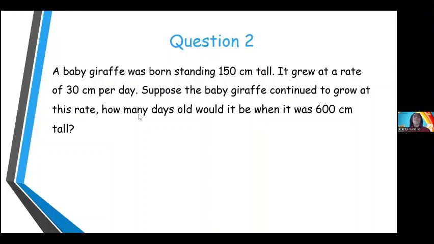So here is another problem for us. A baby giraffe was born standing 150 centimeters tall. It grew at a rate of 30 centimeters per day. Suppose the baby giraffe continued to grow at this rate. How many days old would it be when it was 600 centimeters tall? And as I would ask you, look at the information that is given. So I want you to tell me, what is the information given in this problem?